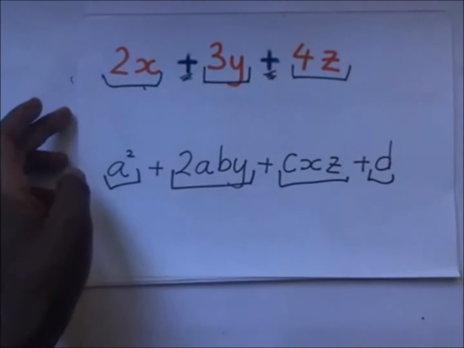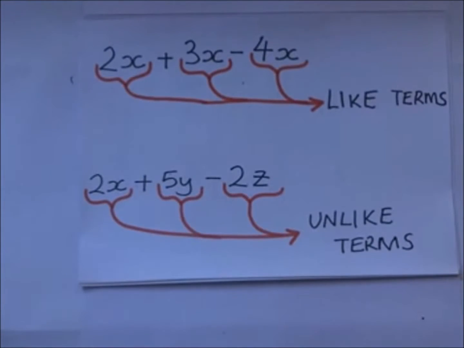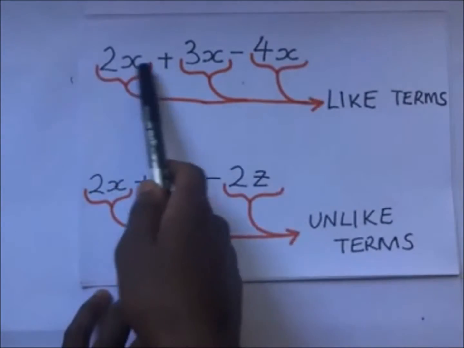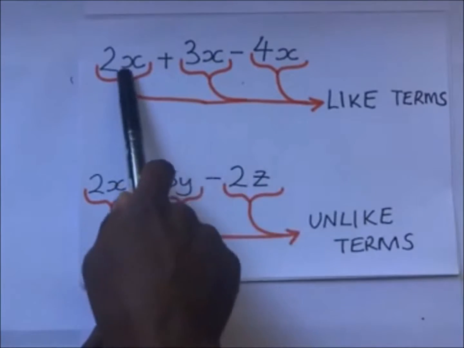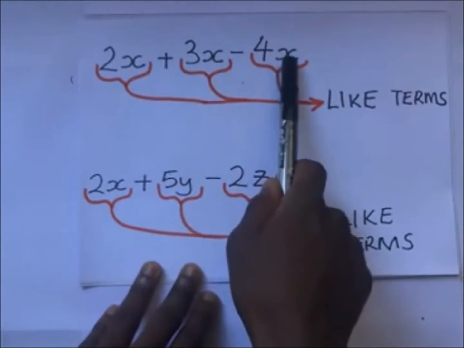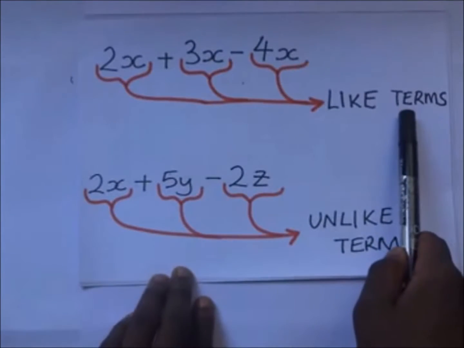Now, knowing that these are what we call terms, we ask ourselves, what do we mean when we say we are collecting like terms and unlike terms? Like terms are those which have the same variable, or call it the same unknown. If you have a look at this, we have this algebraic expression 2x plus 3x plus 4x. Now you realize that they all have x. They have the same variable or the same unknown. So because they have the same unknown, we call them like terms.